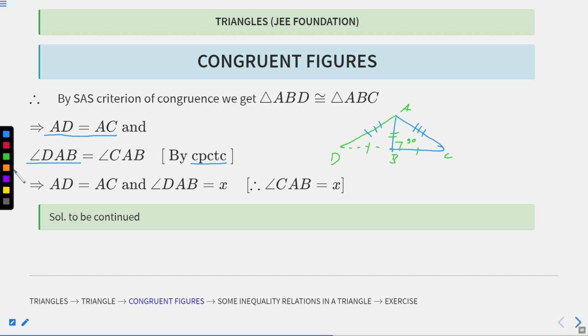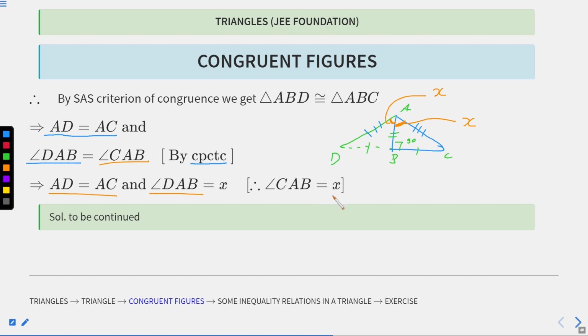So angle DAB must be equal to angle CAB. Now, because AD is equal to AC, and angle DAB is equal to X, I am letting these angles be X. So this is also equal to X because both are equal.